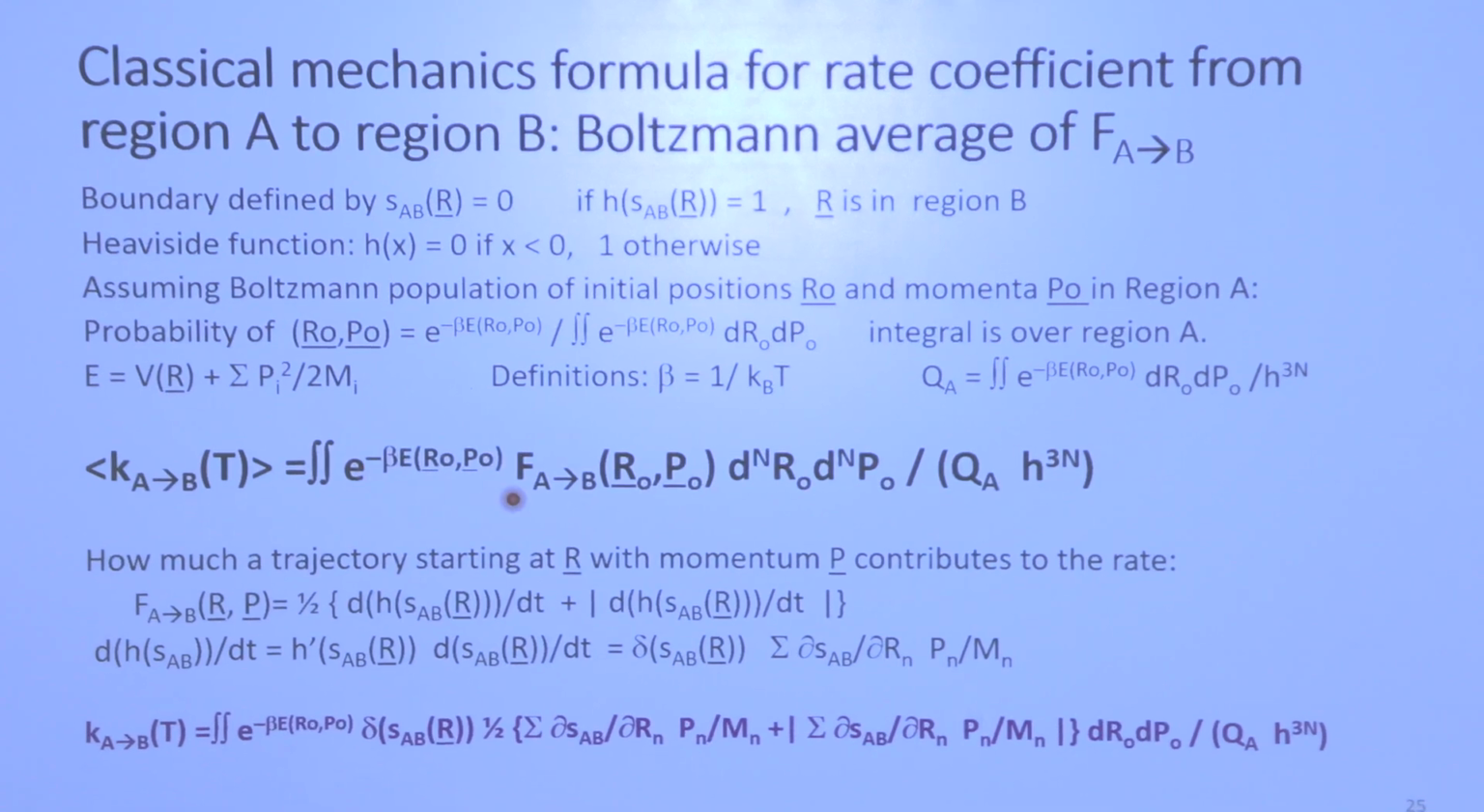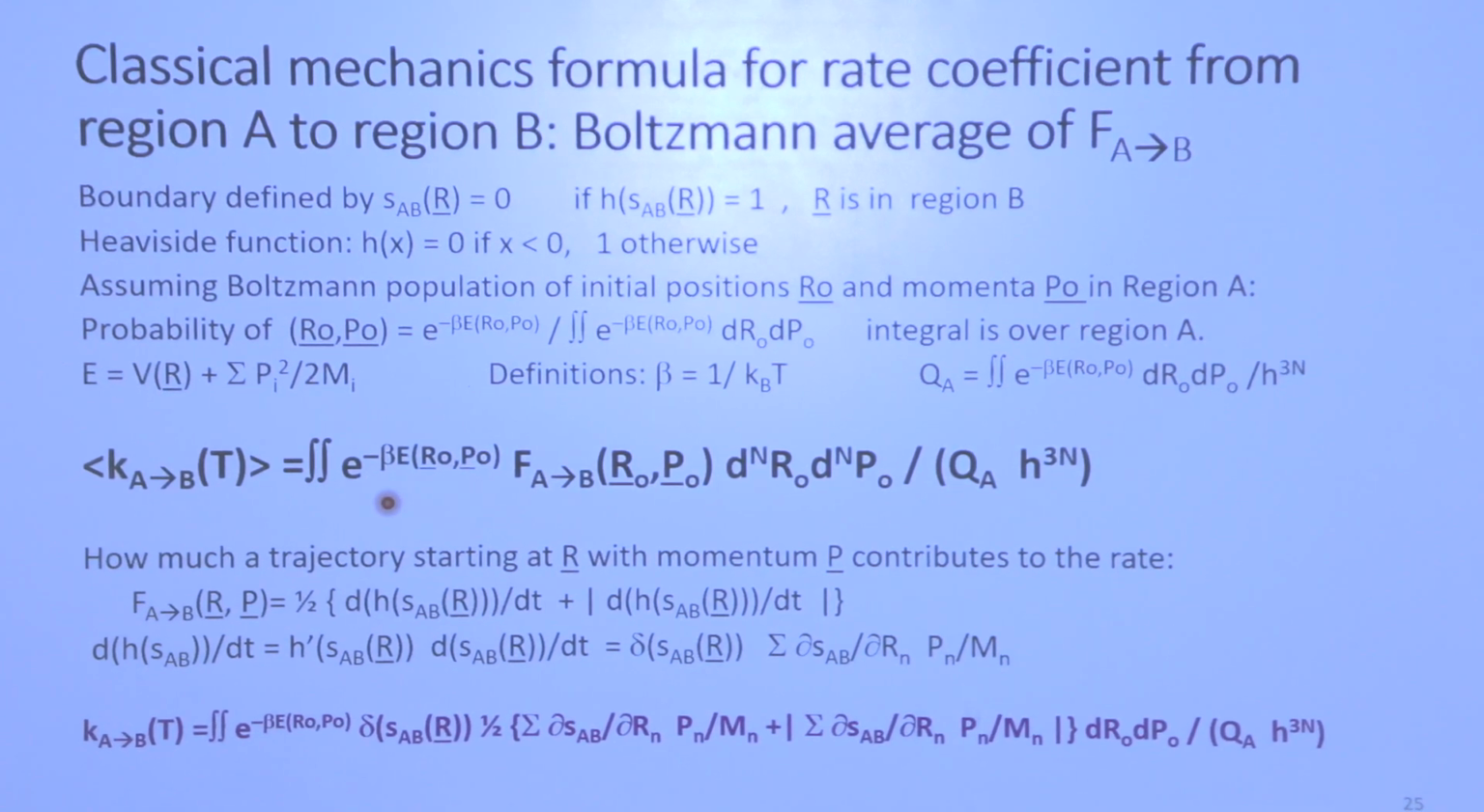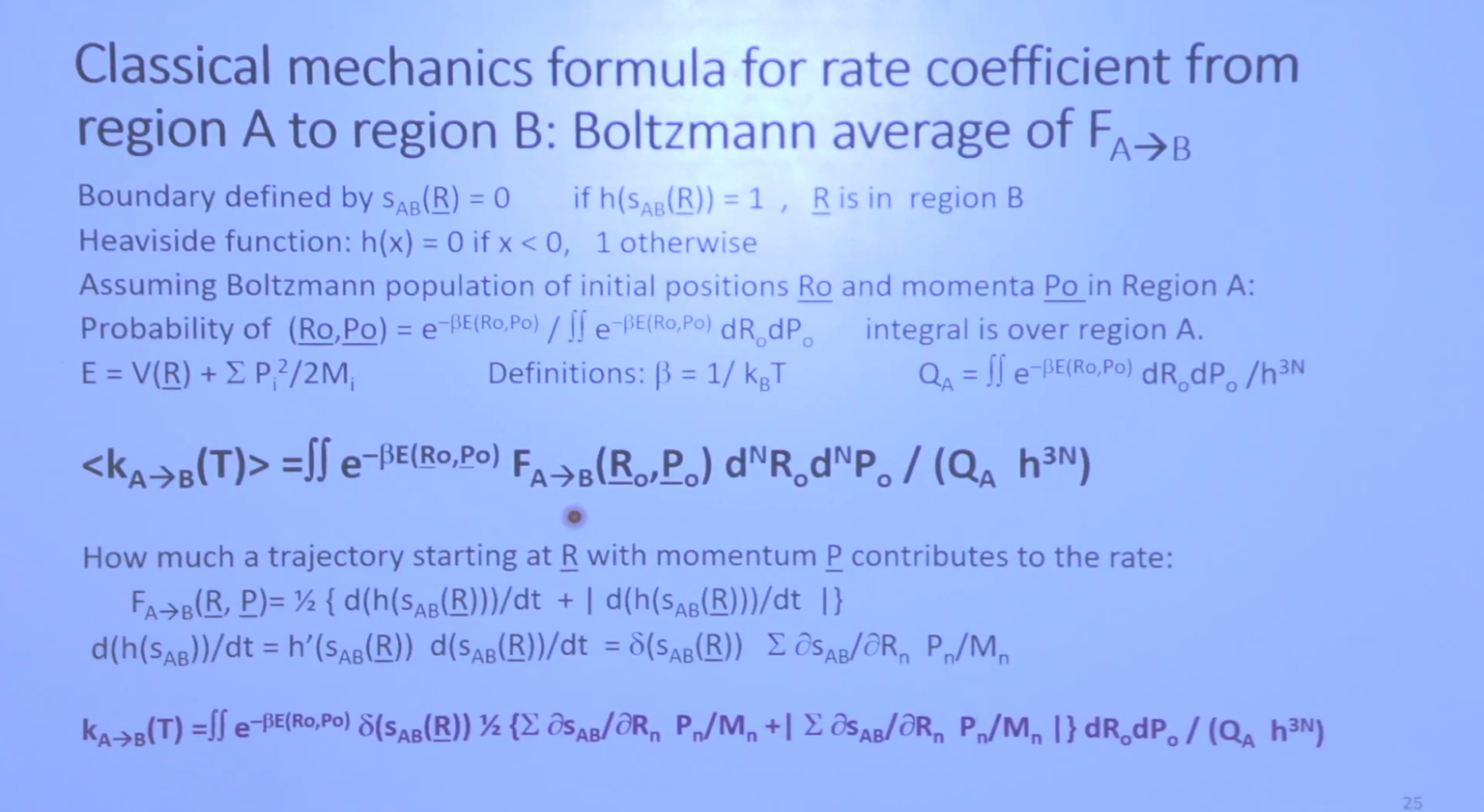then I can write down the Boltzmann averaged flux from A to B. And this flux function is the key thing, right? I know I want to do a Boltzmann function, but I need to have this correct flux function. This turns out to be the flux function.